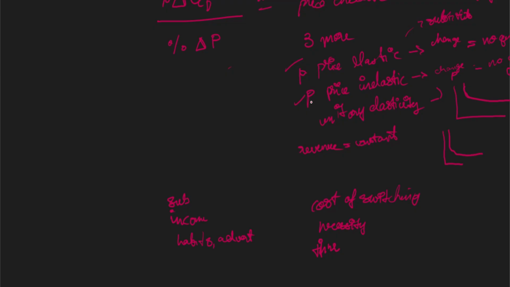Right? Then you also have durability. So if something is extremely durable, then you're not going to buy it if prices increase. But if something is not very durable and expires or breaks quickly, you're going to keep buying it if it's essential. You're going to keep buying it even as prices increase.